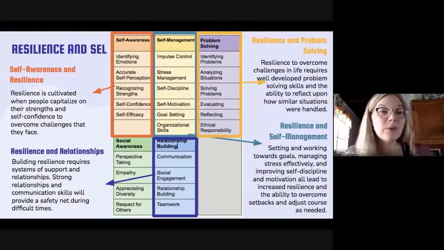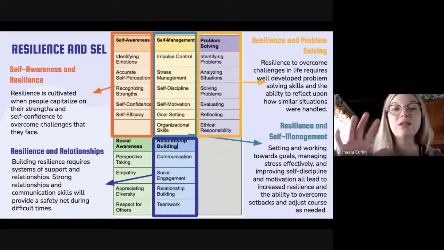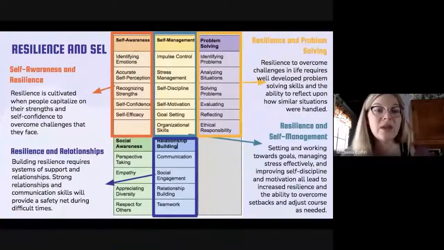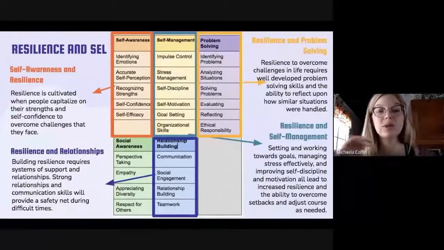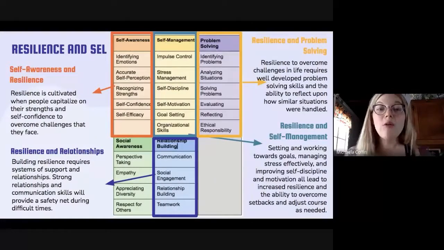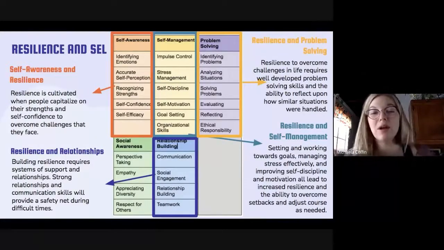So, self-awareness and resilience focuses largely in the areas of recognizing their strengths, having accurate self-perception, and having the self-confidence and efficacy to advocate for themselves and to know, here's what I can do, and this can help me overcome in these ways. Resilience in relationships goes along with those systems of support. Strong relationships and communication skills provide that safety net because it reminds students that they do have people that they can reach out to for help, and they're going to be better able to communicate their needs.